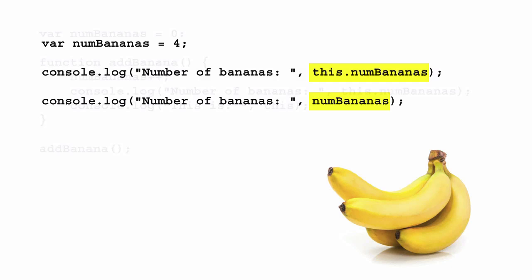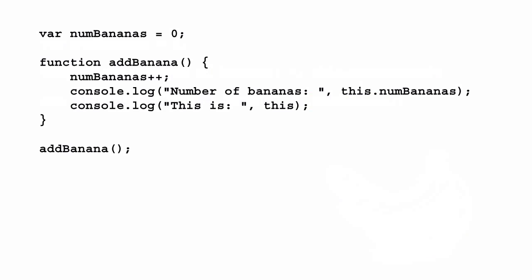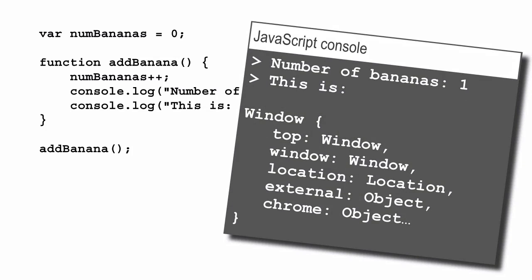Now let's see what happens when we move the code inside a function. You might think that this would have a different value inside a function, but when we run the code, we see that the value of this inside the function addBanana is still the window object. And again, we can either use this.numBananas or just numBananas to refer to the variable.